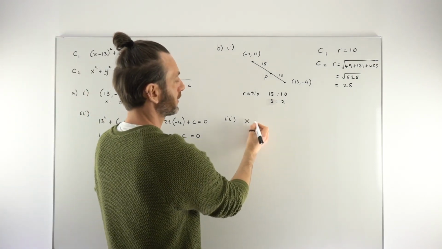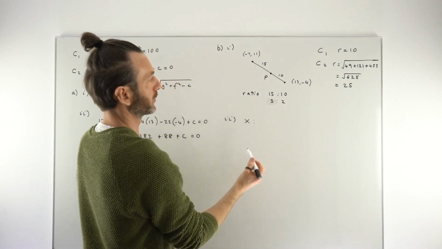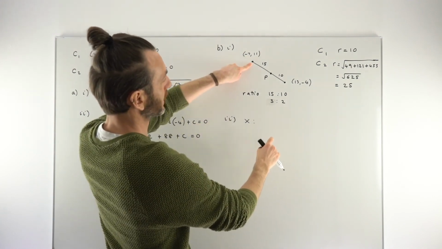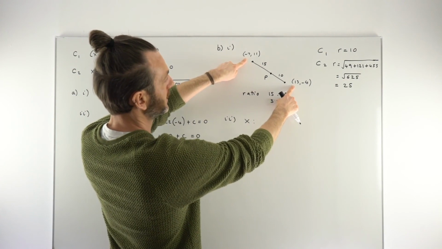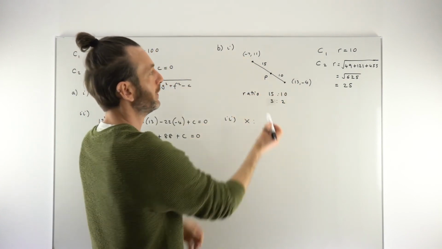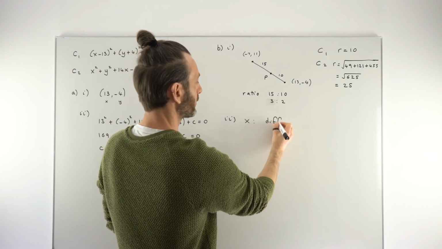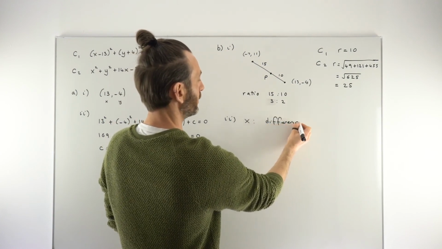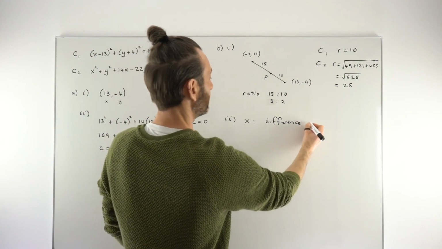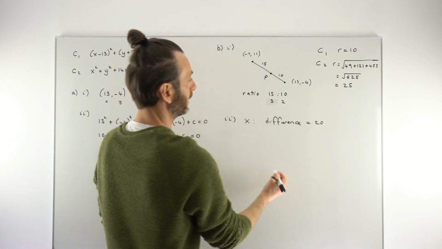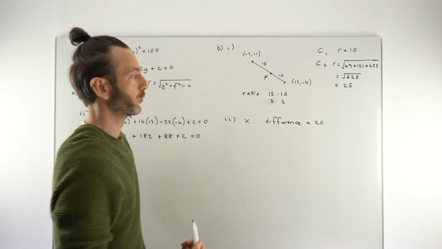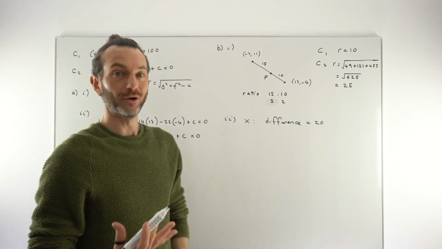So let's just consider first of all the x coordinate. We know that the x coordinate here is minus 7 and here is 13. P lies somewhere in the middle. Notice the difference in the x direction between minus 7 and 13 is 20. So the difference equals 20. It's in a ratio of 3 to 2, which, like I said earlier, is 5 parts.